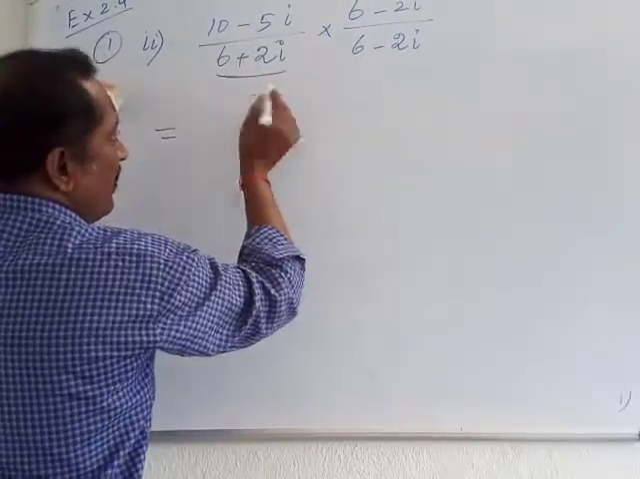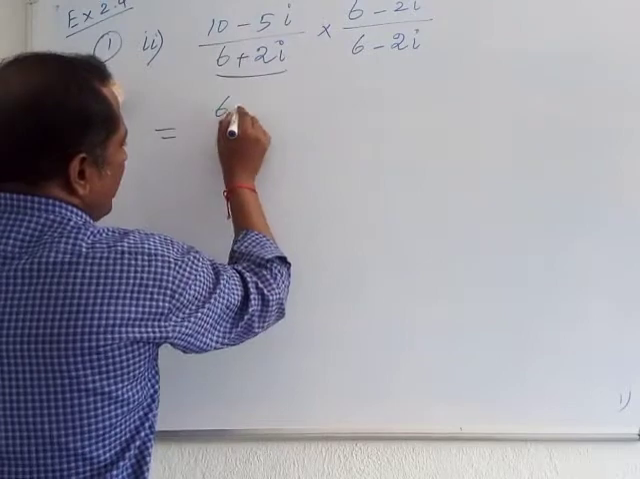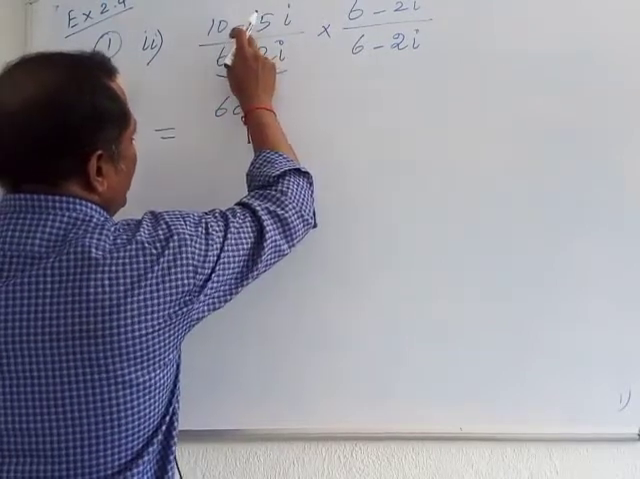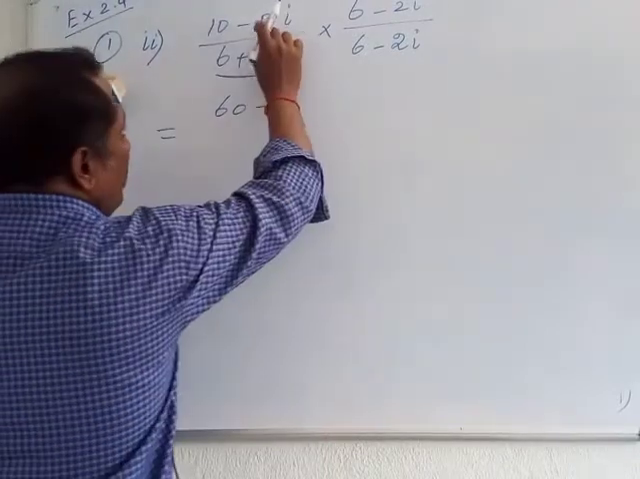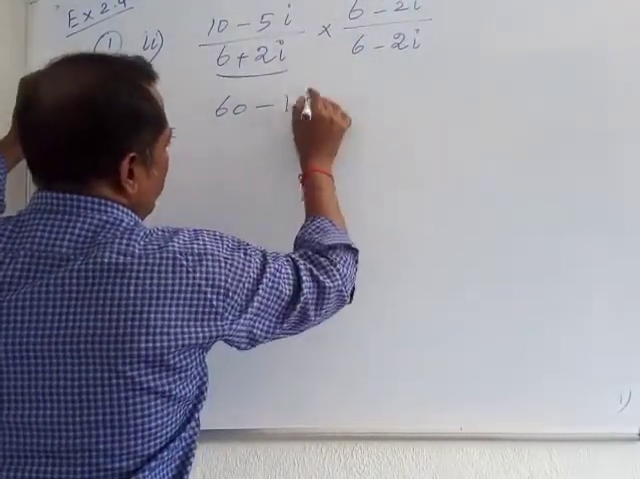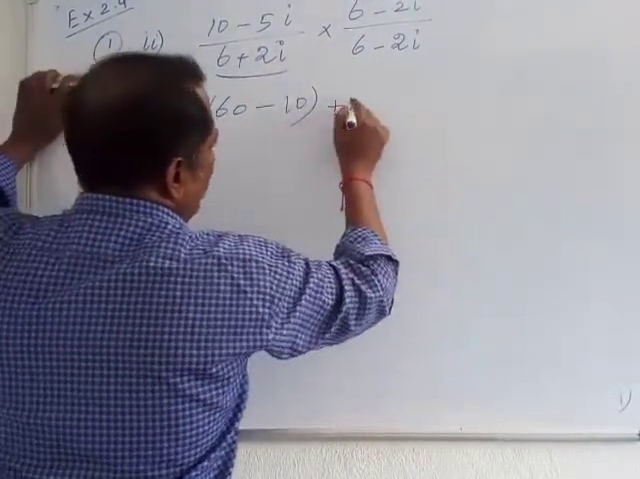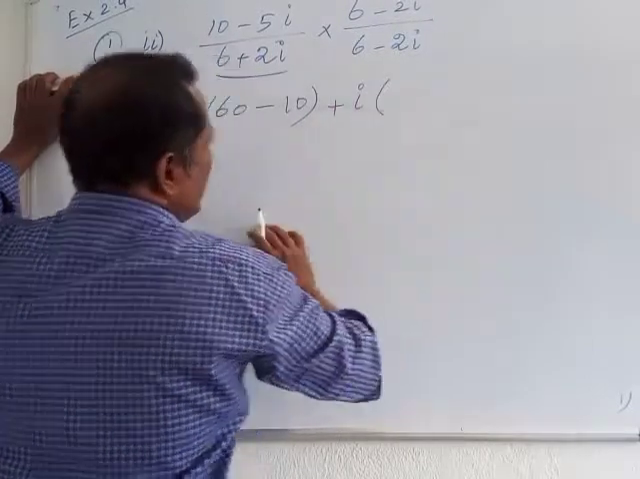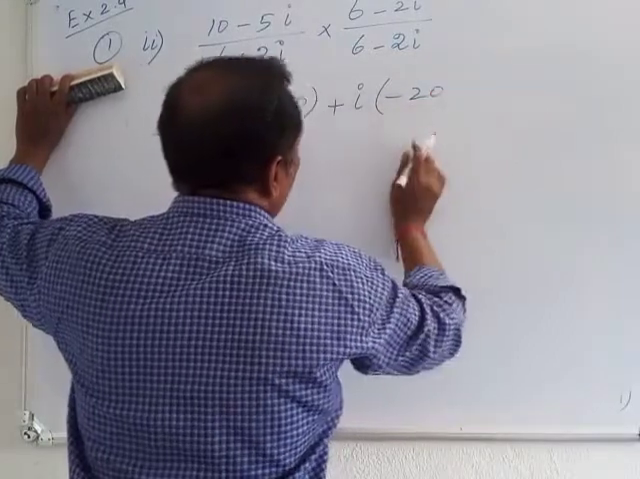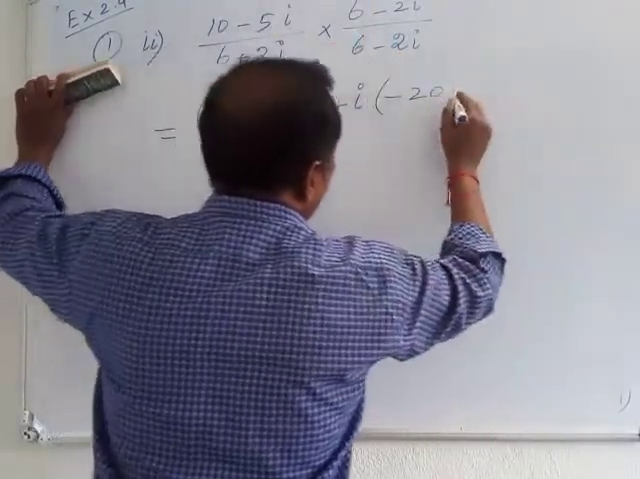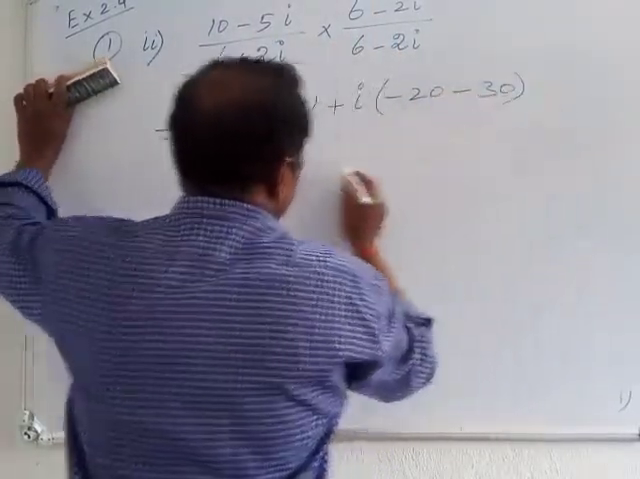Numerator, using ordinary multiplication. So 10 times 6 is 60. The i terms are negative, both are the same sign of minus: 5 into 2 is 10. Real part over, plus i into the imaginary part: 10 into minus 2 is minus 20, and minus 5 into 6 is minus 30.